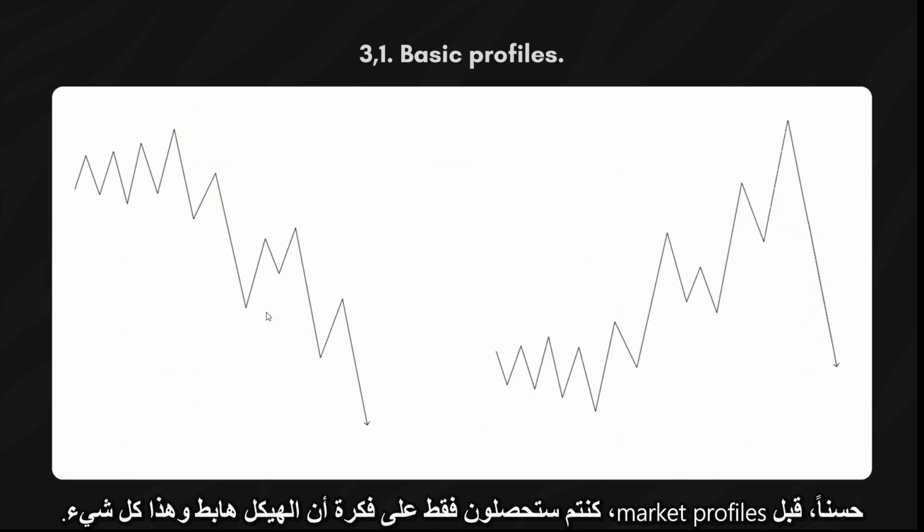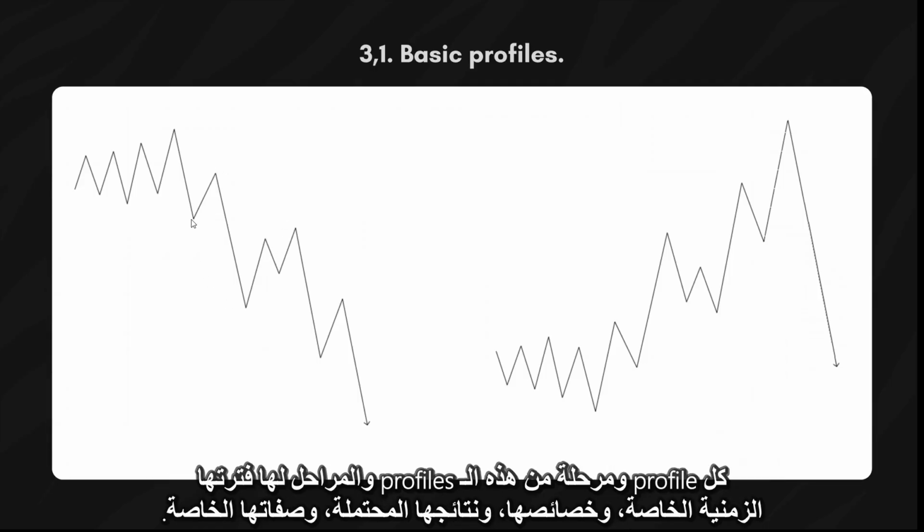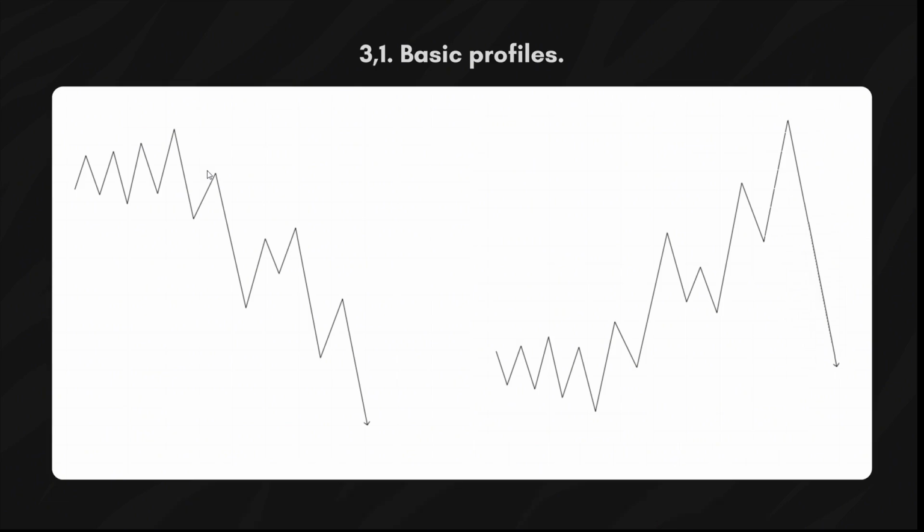Before market profiles, you would have just had this idea that the structure is bearish, and that would have been it. But now with market profiles, you can break this structure down even more, not just using highs and lows, but using profiles and phases. Each one of these profiles and phases has its own time period, its own characteristics, its own potential outcomes, and its own qualities.